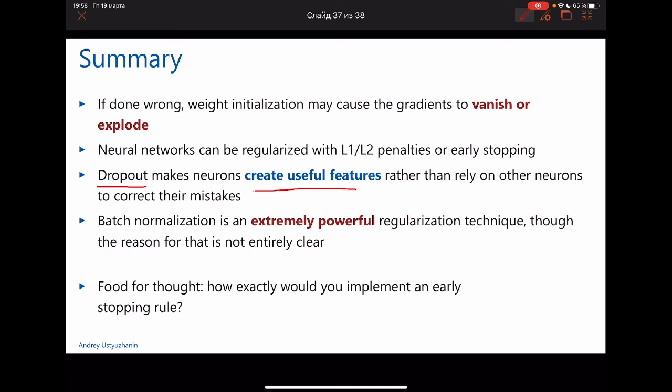And okay, a good question to you: how would you implement an early stopping rule? I hope during the seminar this topic will also be covered.